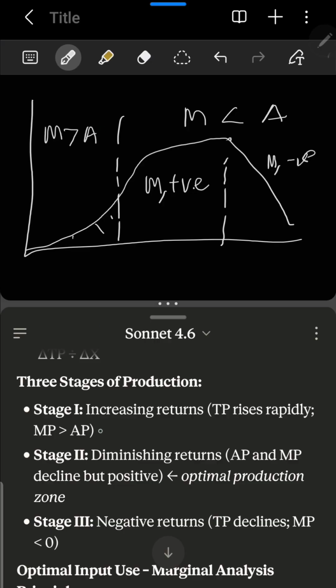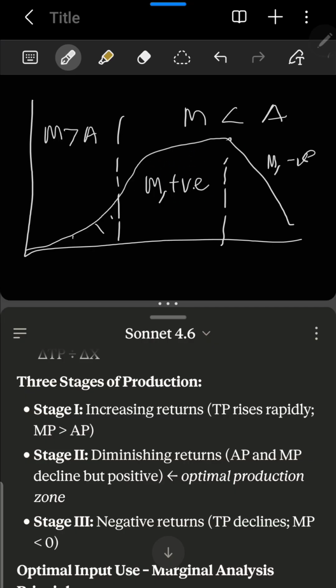Then the second stage is the stage of diminishing returns. AP and MP decline but are positive. So the marginal physical product and average physical product are declining but positive. This is the optimal zone. This is why you should operate somewhere in between here.